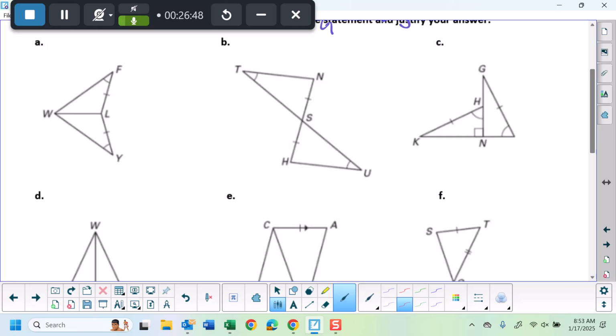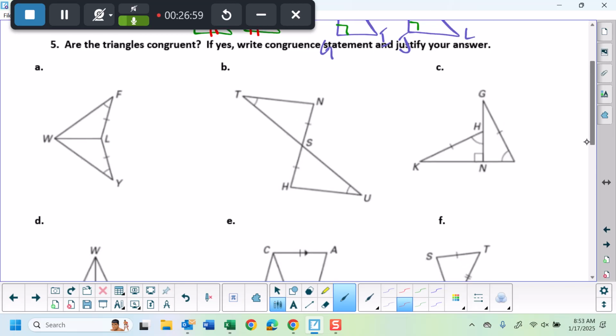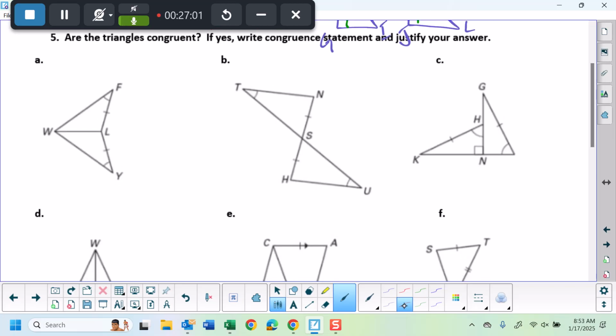I don't think I wrote congruent statements. Oh, you did. No, there's not. You wrote a justification, but not like a congruent statement. Right, I wrote a justification, but when they ask me to write a congruent statement, they didn't.